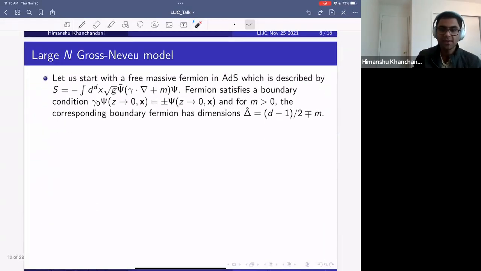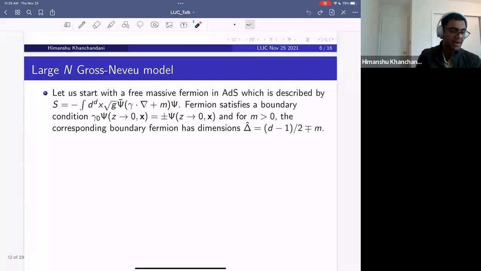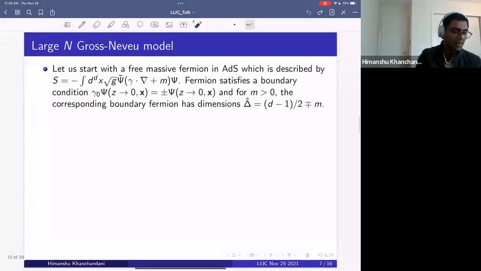Okay, so now the next thing I will study is the Gross-Neveu model in AdS. To start, let's consider the free massive fermion in AdS. A fermion in AdS can have two possible boundary conditions. You can act with gamma 0, and you get the fermion itself or minus the fermion.